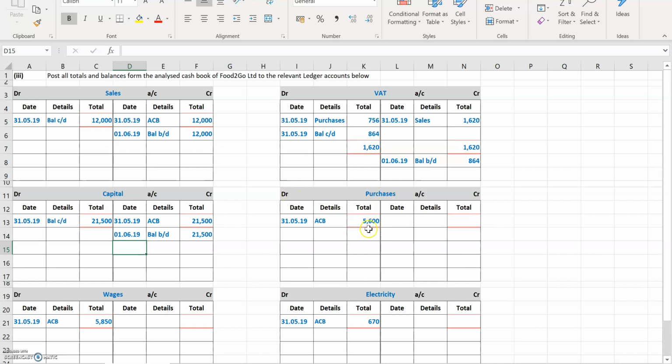Purchases then, debit side 5,600. So you need to put 5,600 on the credit side. What date did that happen on? It happened at the end of the month. What does it represent for details? So it's the balance carried down figure. Where is it carried down to? So it's carried down to the next month. So the 1st of the 6th, 19. Balance, it's the brought down figure. How much is brought down?